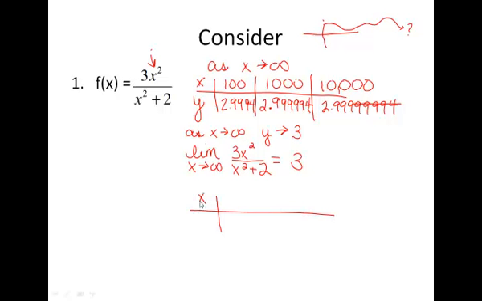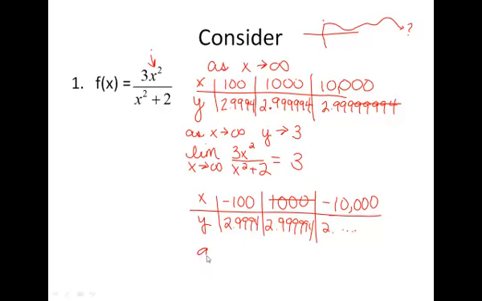You're going to have to consider both end behaviors. So now as x approaches negative infinity, you could plug in negative 100, then negative 1,000, and negative 10,000, and you're going to get the same exact result. Once again, y is still going to be approaching 3. So another way to write this, and how we are going to start looking at it, is the limit as x approaches negative infinity of our function f of x is equal to 3. So those are our two end behaviors.